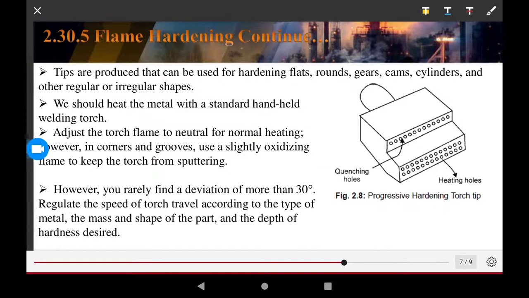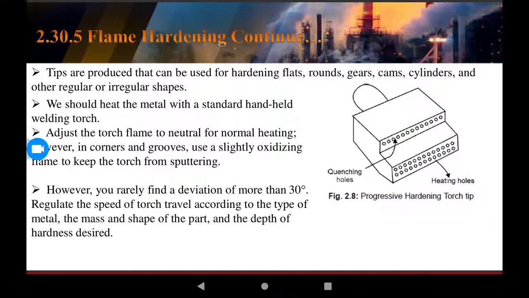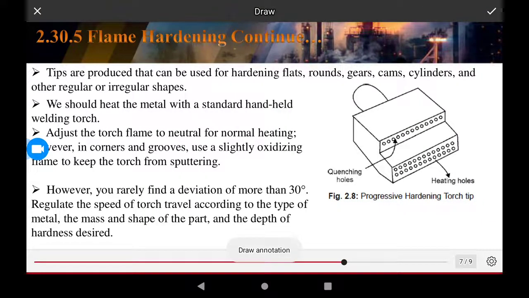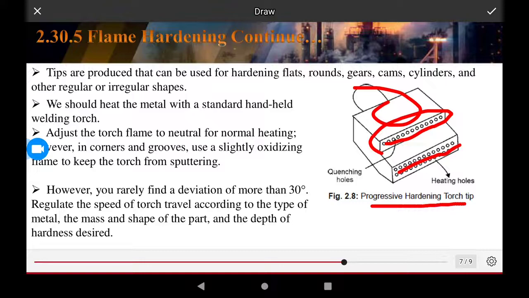This is the machine. These are the quenching holes. These are the heating holes, and progressive hardening follows the tip heating holes.